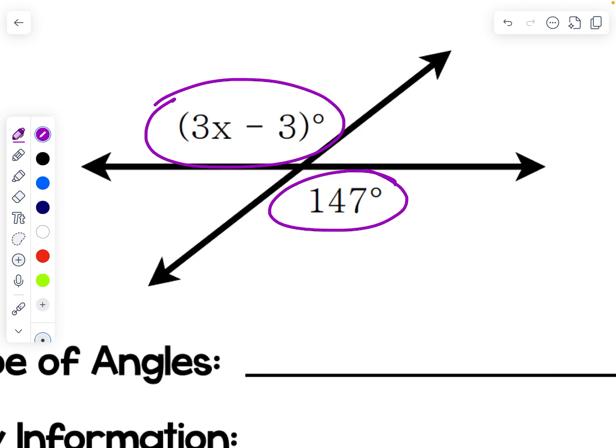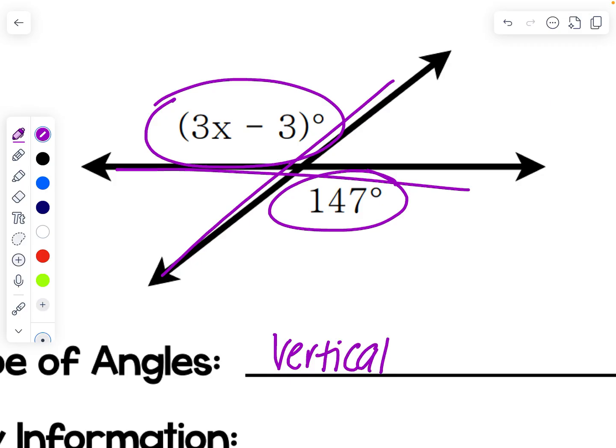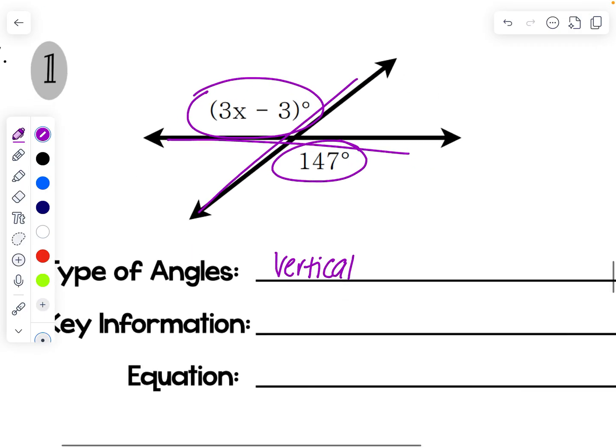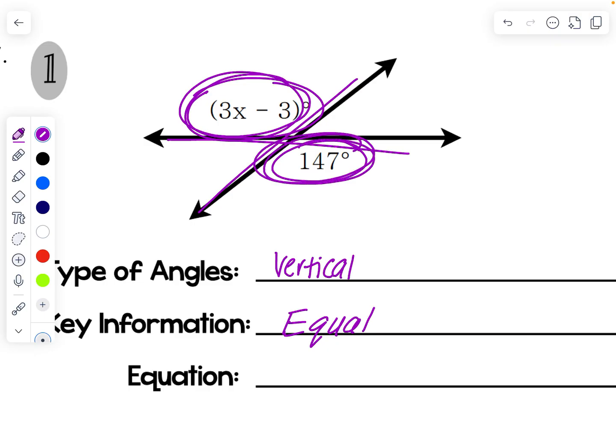Well, angles that are crisscross and make this X shape with the lines, it's always going to be vertical. And vertical angles, we must remember, are always equal. So that means this angle here has to be equal to this angle here. If I write that as an equation, it would look like this: 3x minus 3 is equal to 147.